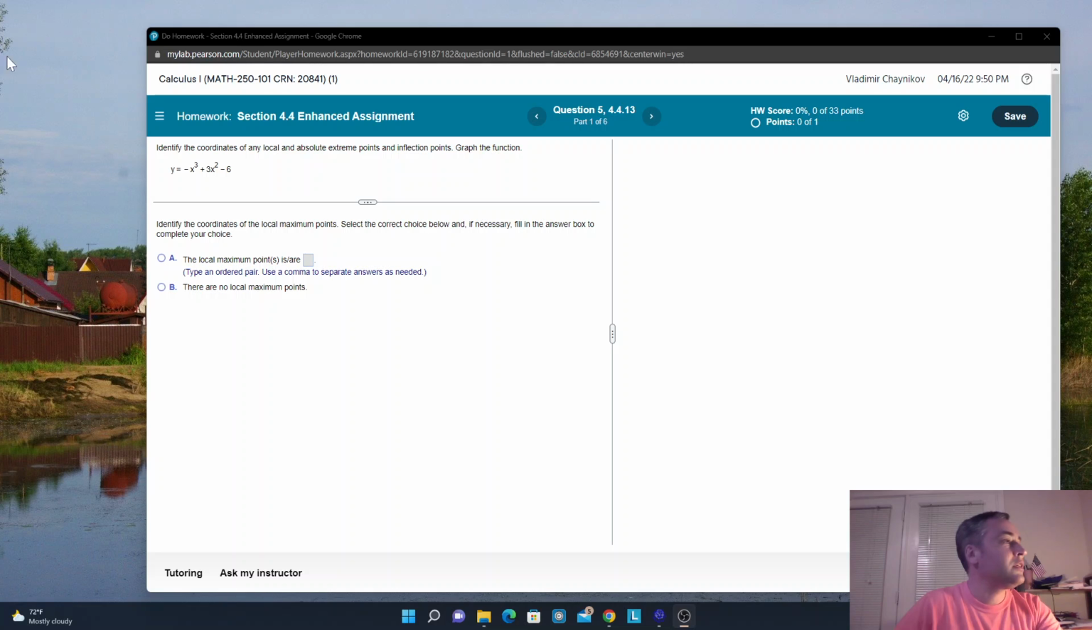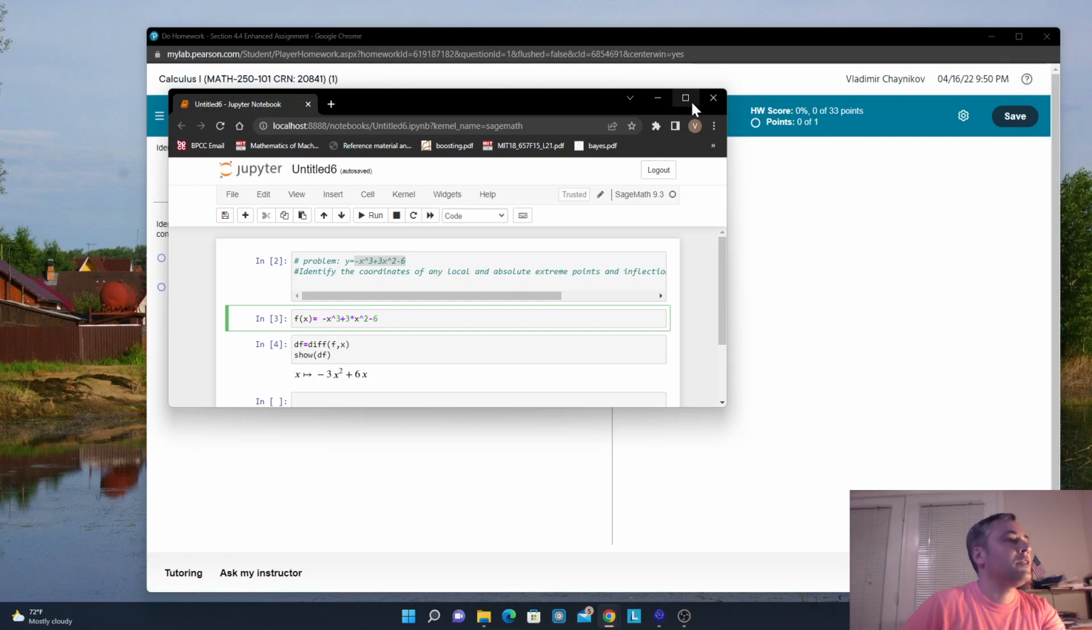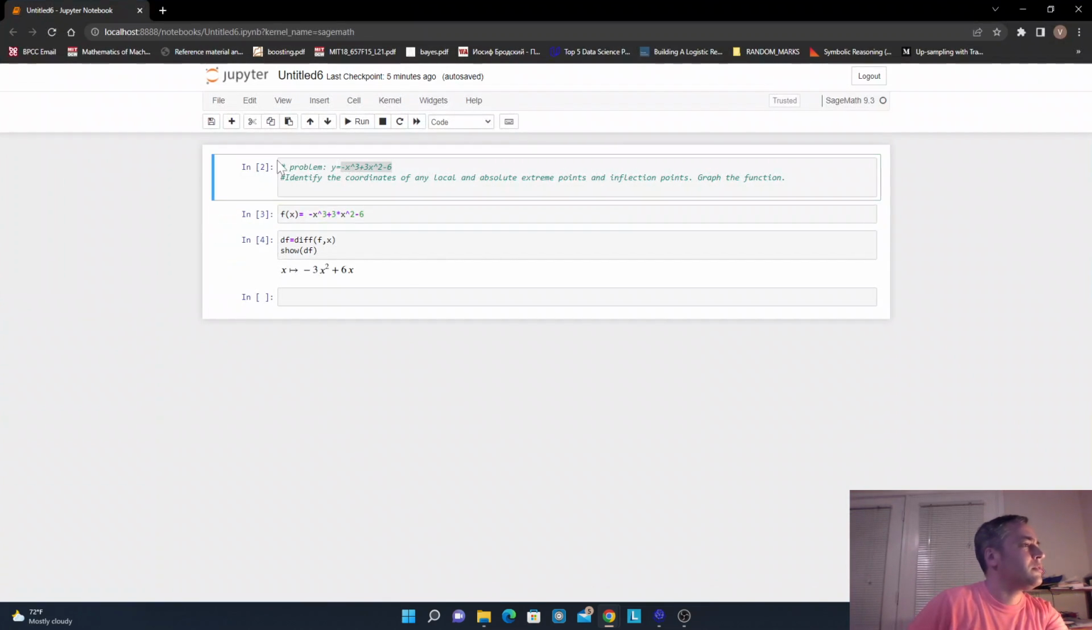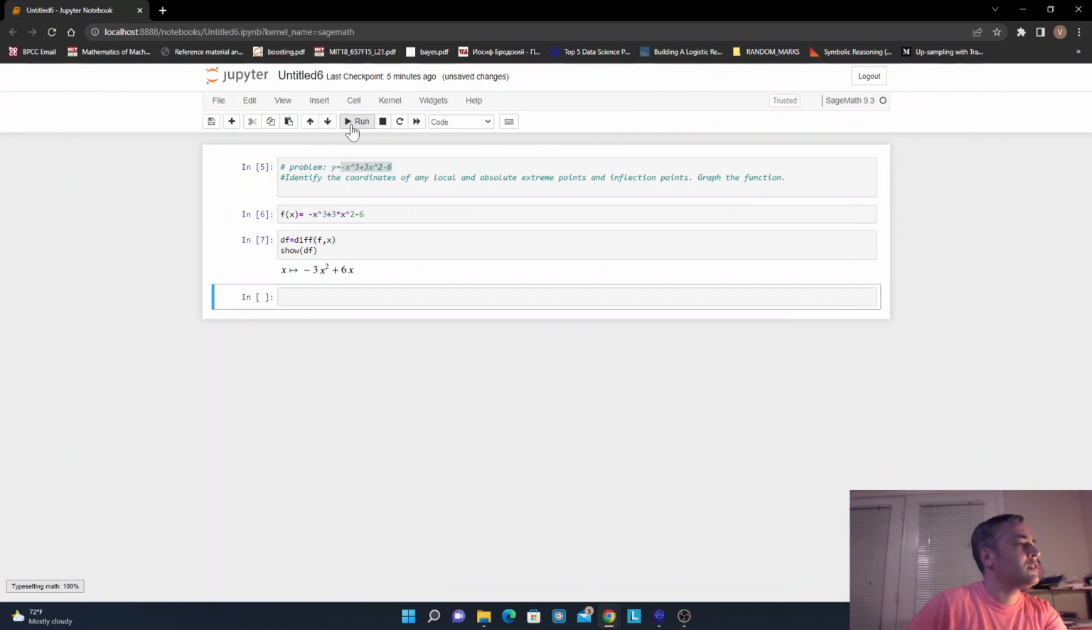In any case, this is the problem. I hope you can see it on your screen now, and this is definitely on the easy side. With or without Sage, you should be able to do it quickly. So: absolute, local extreme points, and inflection points. I started my code for a tiny bit. I typed it up. Let me make sure it runs as intended.